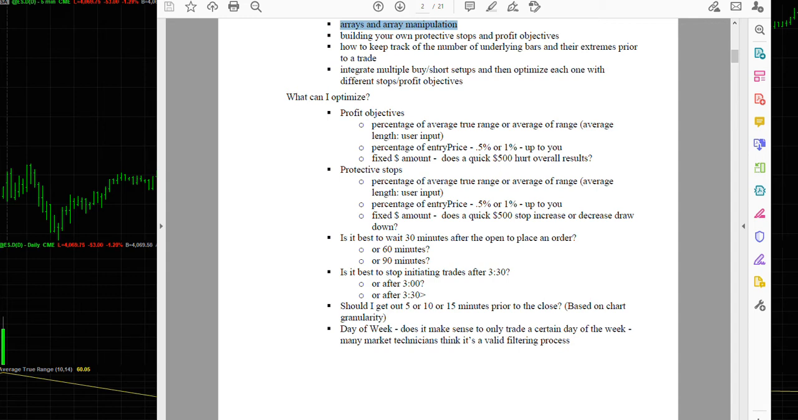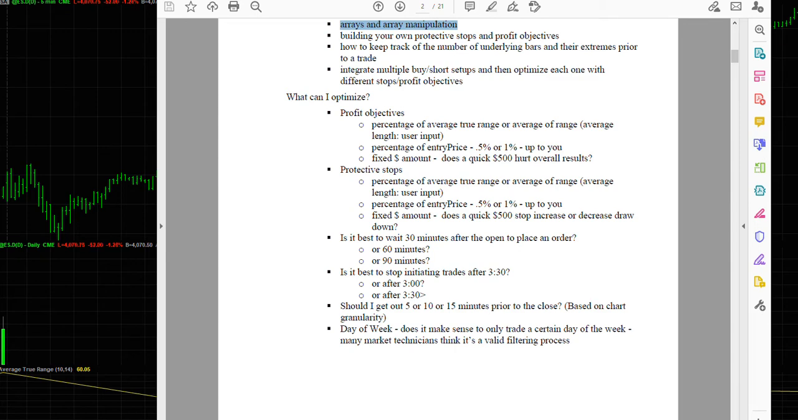And what can you optimize with the framework? Well, you can optimize your profit objectives. You can optimize the percentage of the average true range used as an input. Say you want a profit objective that's 20% of average true range. Well, that doesn't do well. Maybe it's 30%. So you can optimize that. You can optimize the percentage of the entry price. Say I want to risk 0.5% of the entry price as my stop or profit objective. Or I just want to use a fixed dollar amount. I want to risk $1,000 and my profit objective is going to be $2,000, or I'm going to risk $500 to make $1,000.